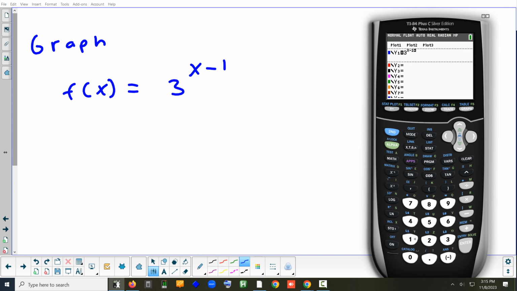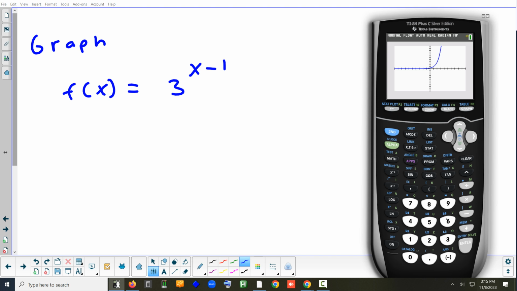Depending on the graphs I show you, you may have to change the window. So if the window on the test shows from like negative 20 to 20 on the x-axis, then you'll have to change yours to negative 20 to 20 to make it match. Okay, I'm just going to do zoom 6.